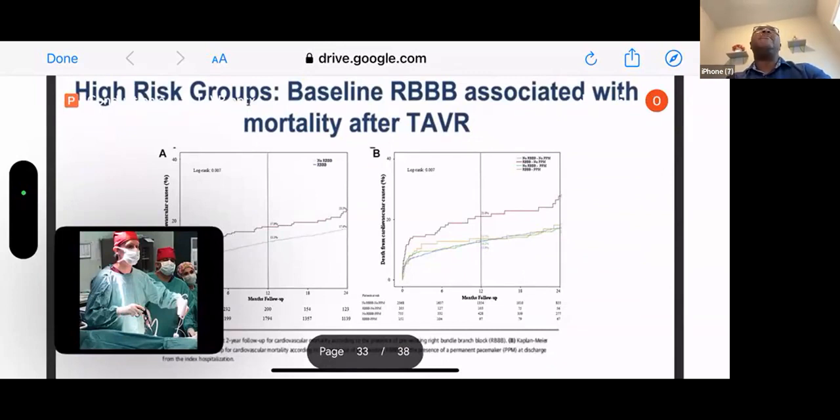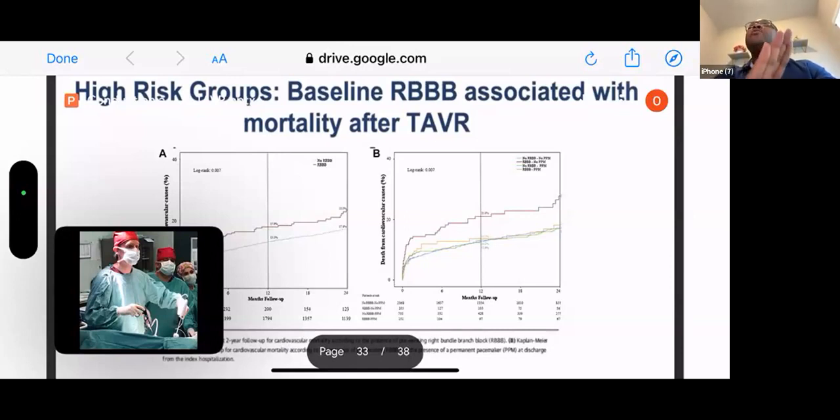So these patients are a very high risk group, and their baseline right bundle branch block has been associated with mortality after TAVR, as you can see from the first graph and also the second one. So the first one, if they have a right bundle branch block, they have increased mortality. And then the second one also divided them into if they have prior right bundle branch block or not.